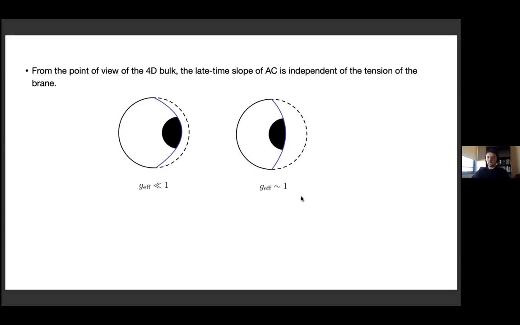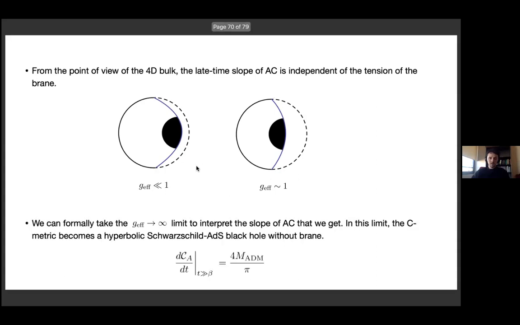On the other hand, when we take the effective coupling to be of order 1, the brane is sitting in the middle of AdS4. And we have just shown that the late time growth of action complexity is independent of the tension of the brane. So it would give the same result in these two computations. And in particular, we can formally take the limit G effective going to infinity, even if this doesn't make any sense from the point of view of the effective theory in the brane.